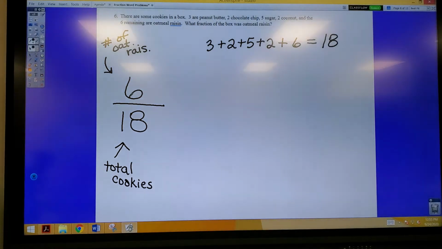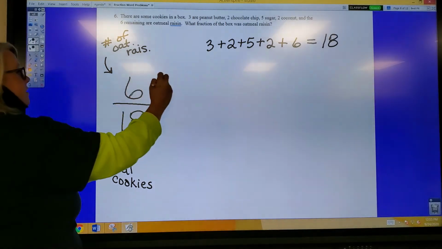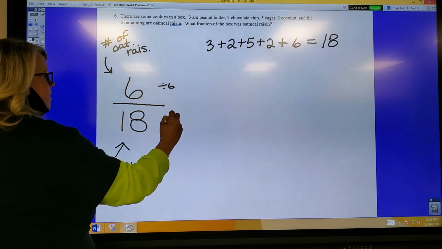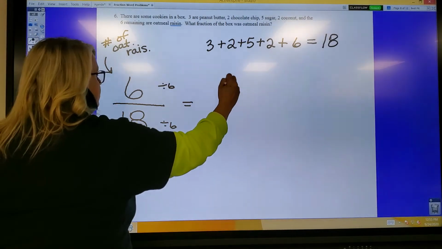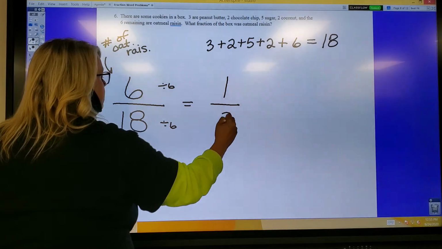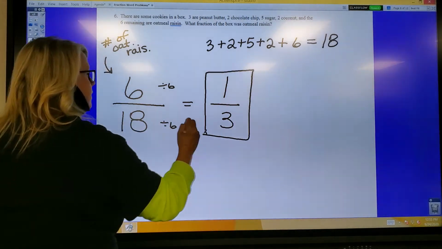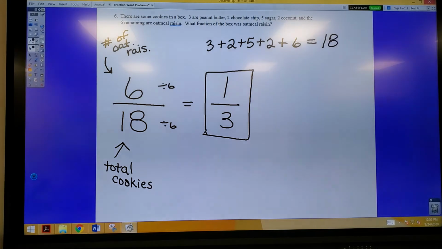Simplify. 6 and 18 can both be divided by 6, which is the best answer here. That would be the quickest way to simplify. So your final answer should be 1/3. 1/3 of the cookies were oatmeal raisin.